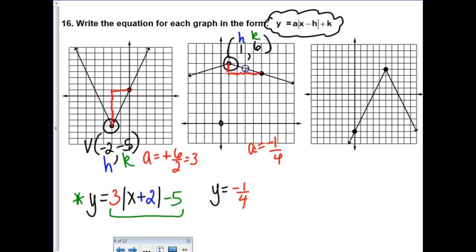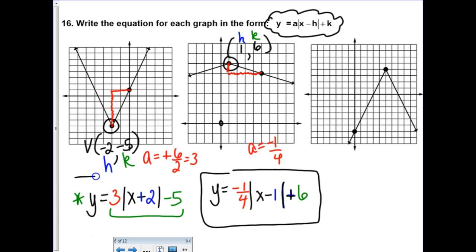Alright, so negative 1/4. And then absolute value of x minus h, which is a 1. And then absolute value closes. And then plus k, which is a 6. So there's our formula. And again, check it on the calculator if you're not sure. I think it's a great way to utilize your $150 machine, right?